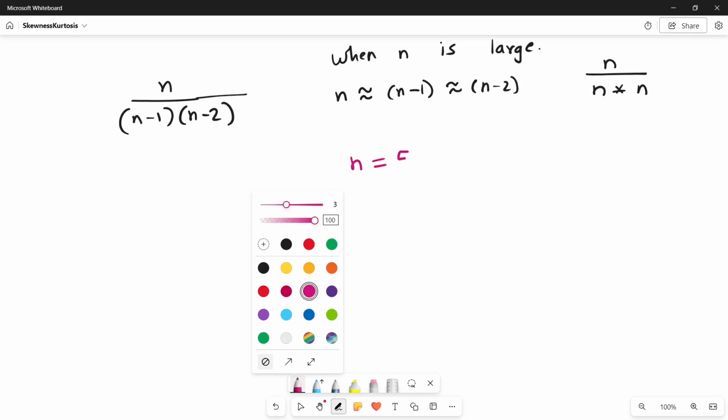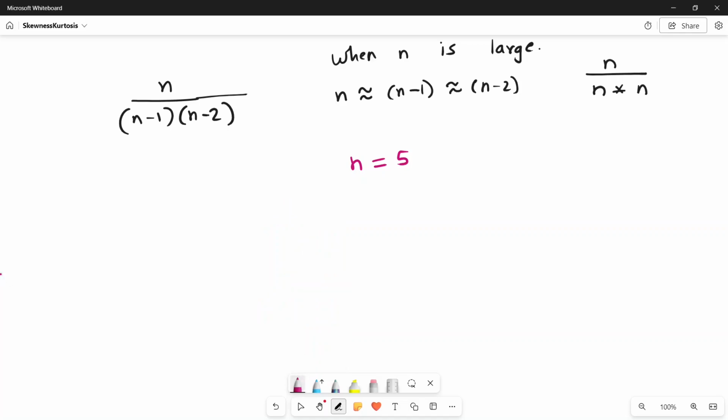Let's take the case when n is a small number. In this case, n upon (n minus 1) into (n minus 2), if you calculate this, it will come out to be 0.42. And n upon n into n will be 0.2. So these are significantly different.